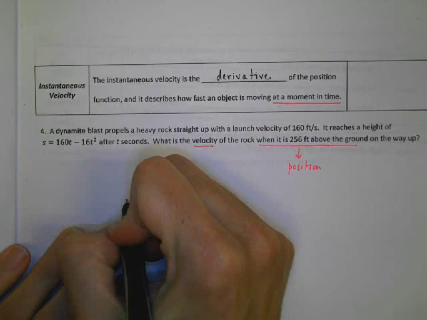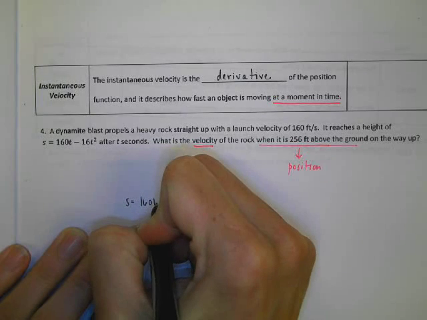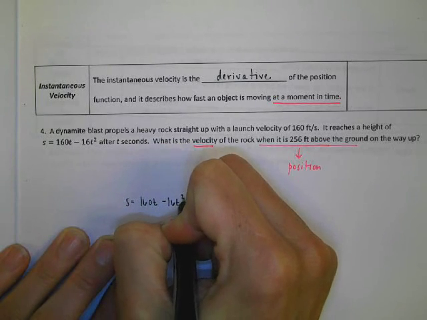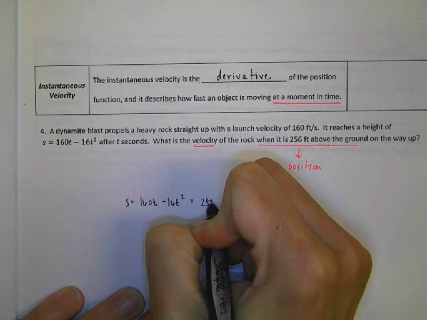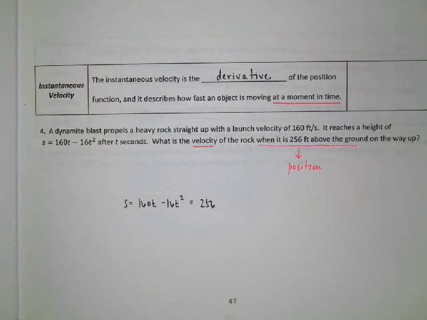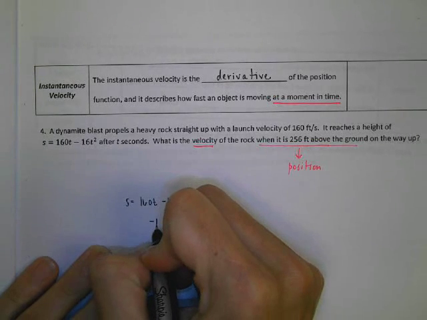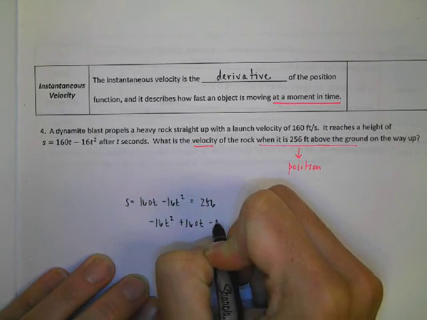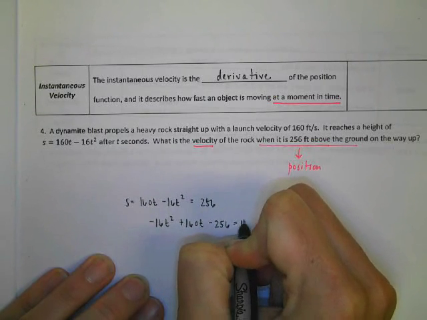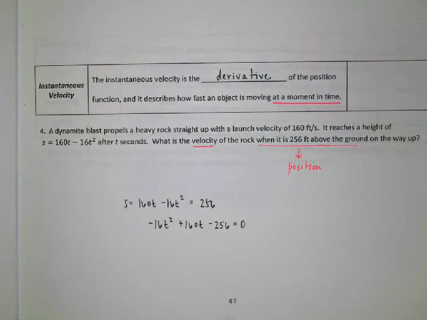My position function, we know, is 160t minus 16t squared. And I want to know at what point in time is that position equal to 256. So since I have a quadratic here, I'm going to need to do some factoring. So I know before I can factor this, I need to set this equal to 0. So I'm going to go ahead and rearrange this so that my equation is negative 16t squared plus 160t minus 256, and now it's equal to 0.